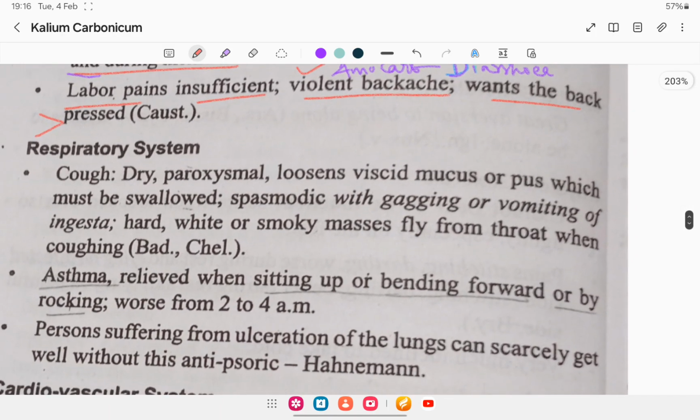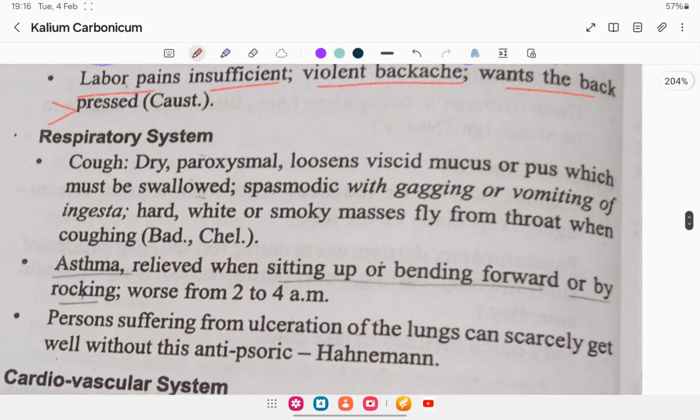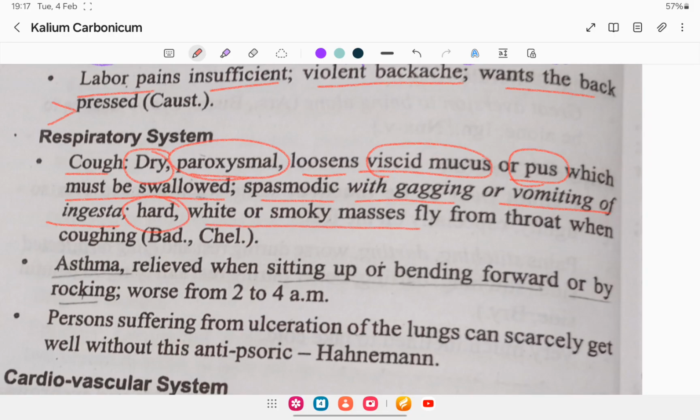Now come to respiratory symptoms. Cough dry, paroxysmal, intermittent. Loose cough also paroxysmal, with periodicity. Viscid mucus and pus which must be swallowed, spasmodic with gagging or vomiting of ingesta. Hard, white or smoky masses fly from the throat when coughing.